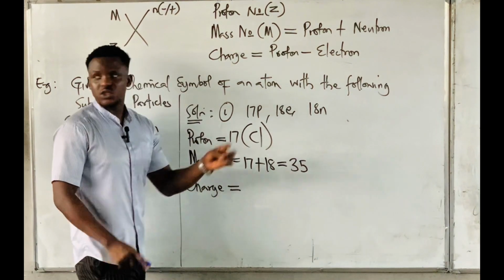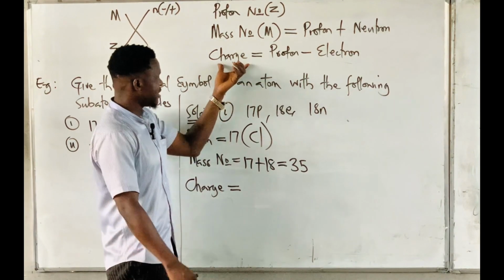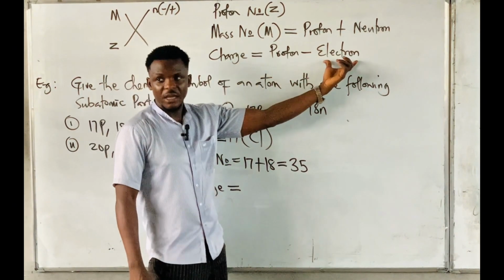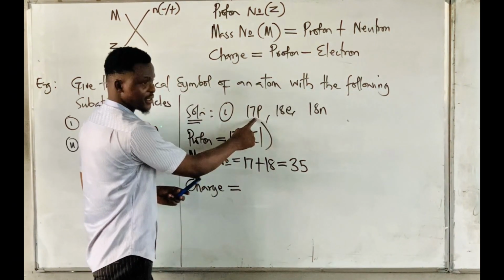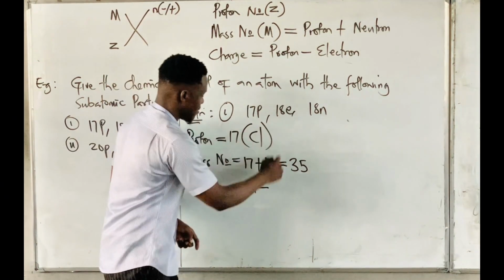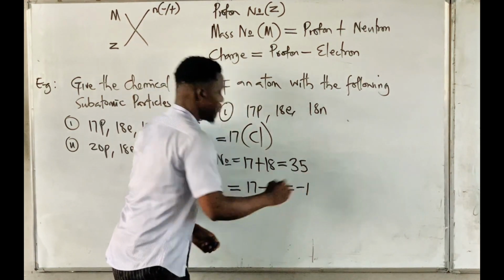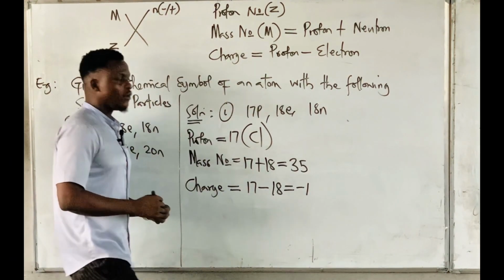Now, the formula to solve for charge, Baron, how you doing now? The formula to solve for charge is proton minus what? Electron. Now, what is the proton in this case? 17. What is the electron in this case? 18. 17 minus 18 is equal to what? Minus 1.